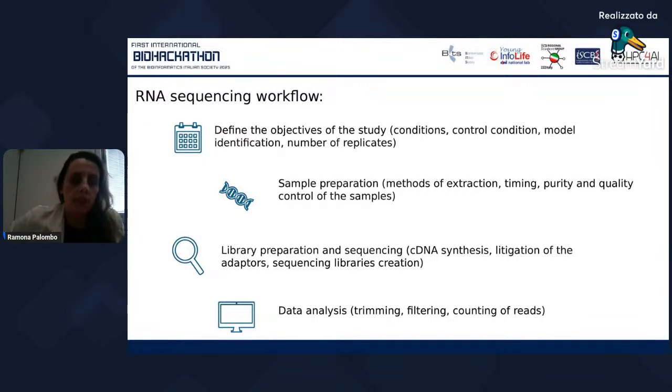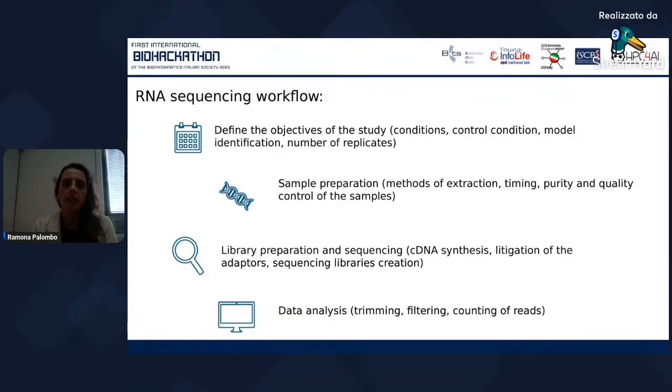So let's go to the central part of this discussion, that is the RNA sequencing workflow. The slide is very clear and it seems to be not so informative. In reality, I think that a good design of the protocols and also of the experimental procedure for a specific experiment could be the starting point, the golden starting point.